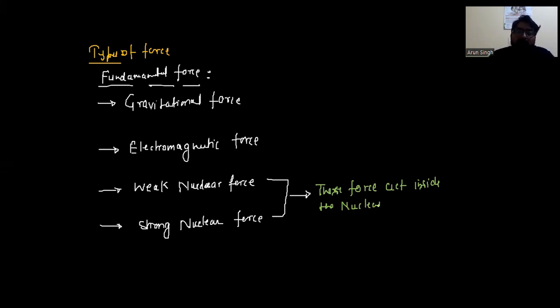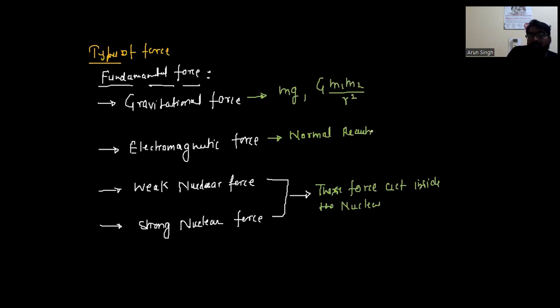Many times we have seen a number of forces. Okay. So there are only two kinds of force. It might be gravitational force or it might be electromagnetic force. So what is gravitational force? Gravitational force will be like this. That is like mg, okay, or G m1 m2 upon r square. Okay. And electromagnetic force, that is also normal reaction.